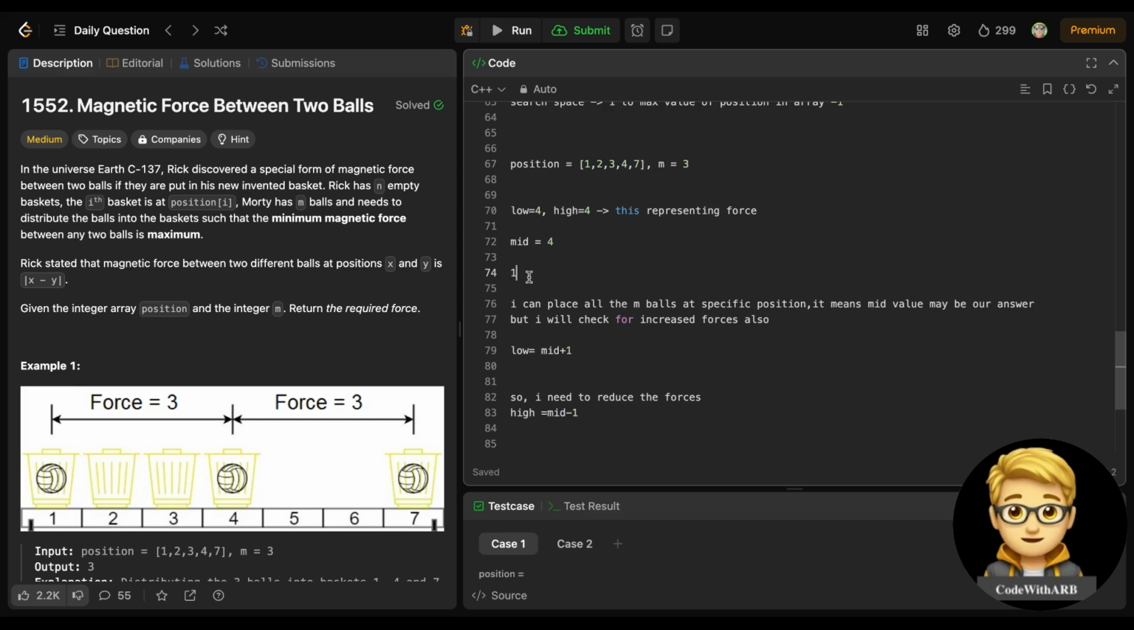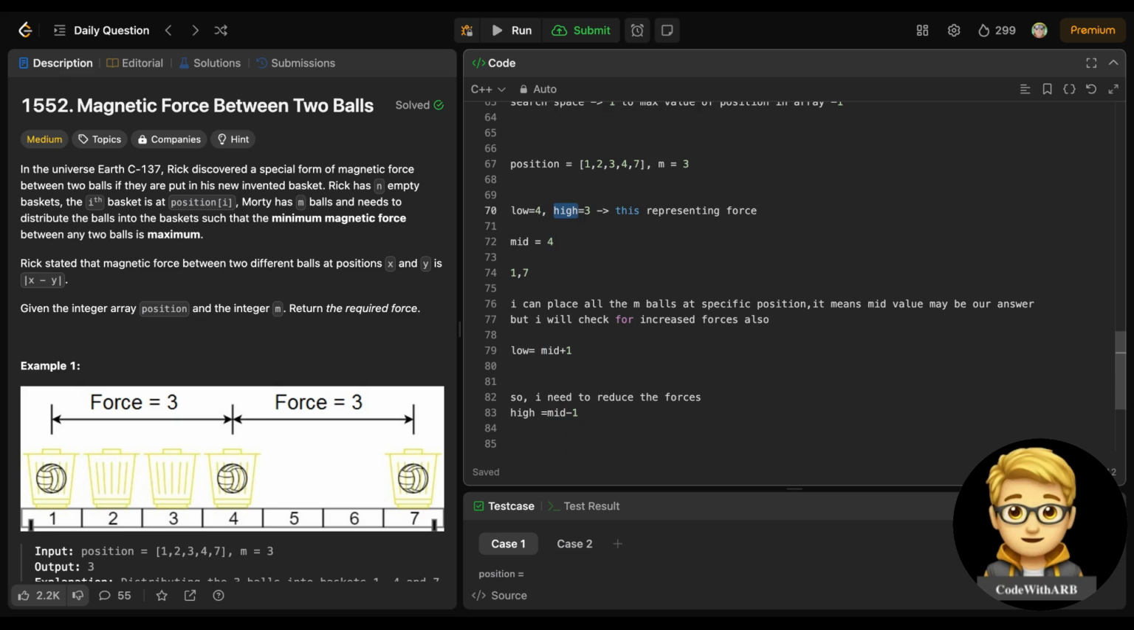The first position would be fixed for the first ball. The second position would be 5, but 5 is not there, so we will put it at 7. Now the third ball, there is no place for the third ball, right? So again, this 4 value is not able to place all the m balls or greater than m balls. So again, I need to reduce the forces. So that would be mid minus 1, that would be 3. But if you see, low becomes greater than high. That would not be possible, right?